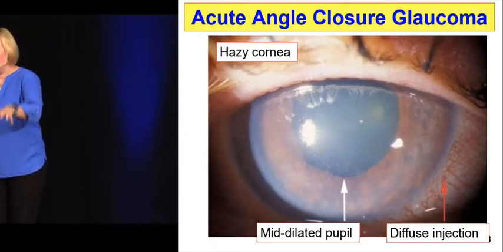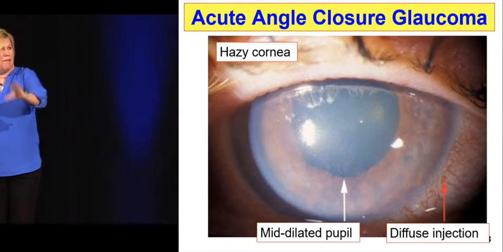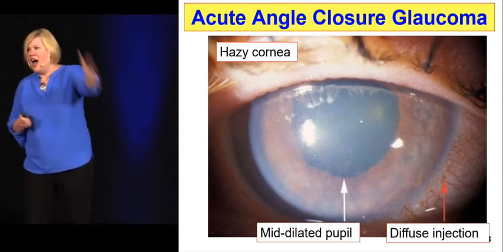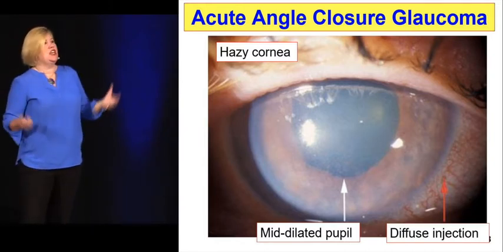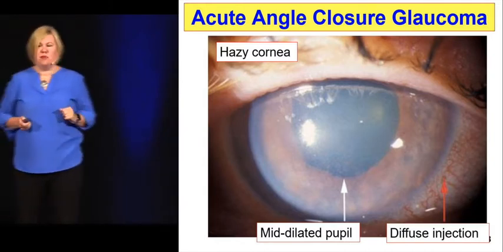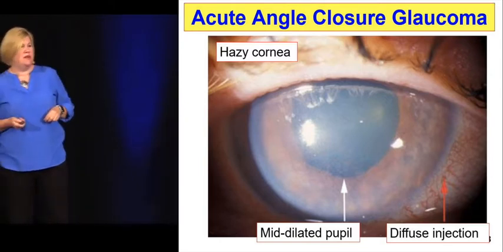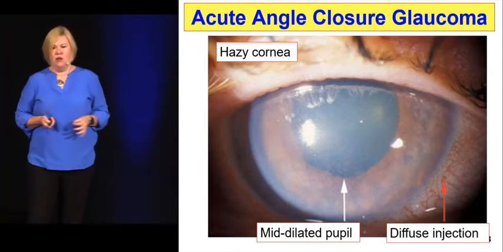So here's what that eye should look like when you really classically describe it. That hazy cornea, the pupil is dilated, a mid-dilated pupil. It's a red eye. It's injected around the outside. That could be a great visual stimulus asking you about what kind of medications you want to give this person, et cetera. So here's a good visual stimulus for acute angle closure glaucoma.